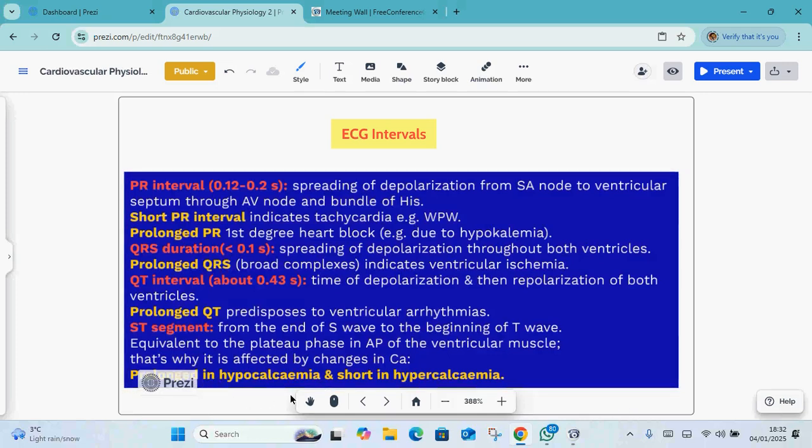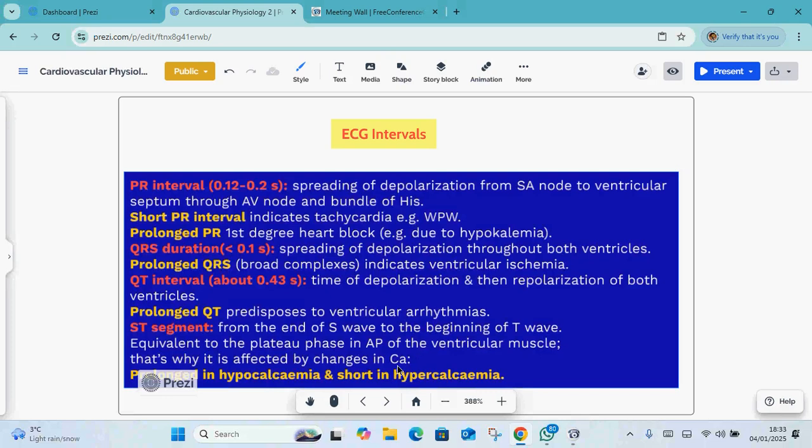ST segment is prolonged in hypocalcemia and is short in hypercalcemia because calcium is important for the action potential in the myocardial muscle. As we said, calcium influx is the cause for the delay or the plateau phase in the action potential of the myocardial muscle last time. Do you remember that? Do you remember when we spoke about the difference in the action potential between the cardiac muscle and the skeletal and smooth muscle?